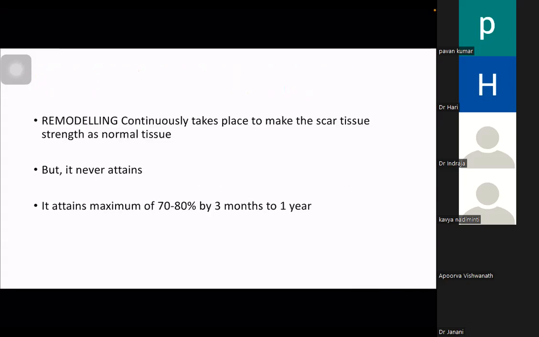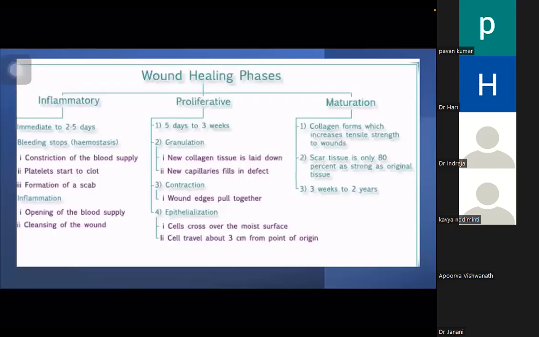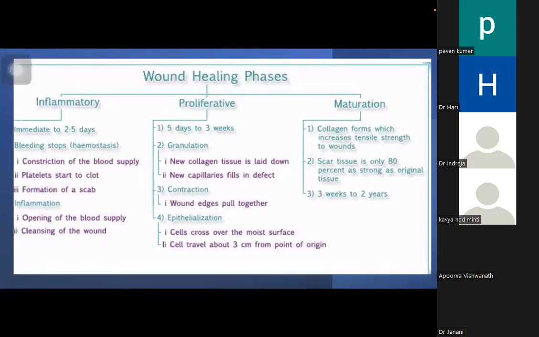And the remodeling phase continuously takes place, but it never reaches the strength of normal tissue. Its maximum reaches about 70 to 80% by 1 year. These are the wound healing phases, which are inflammatory, proliferative, and maturation phase.